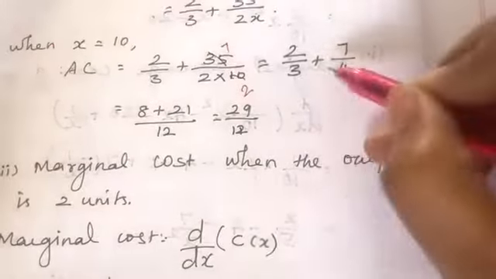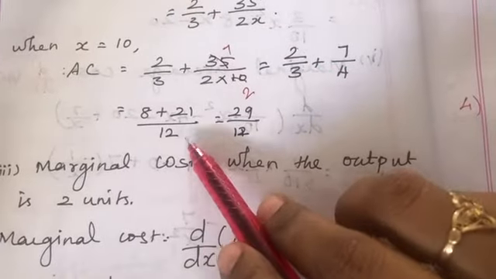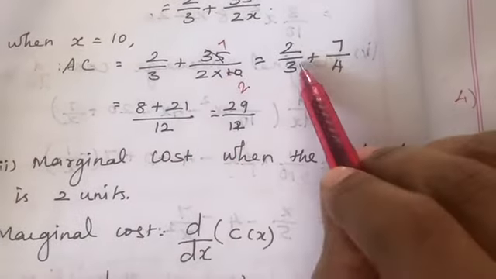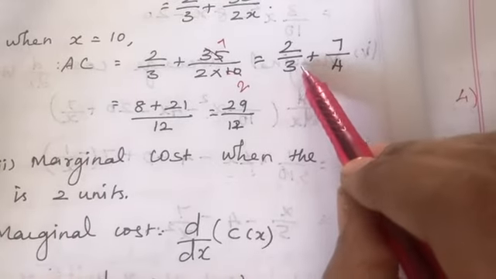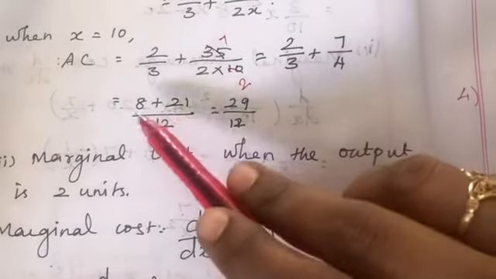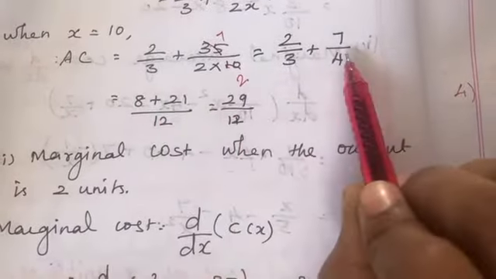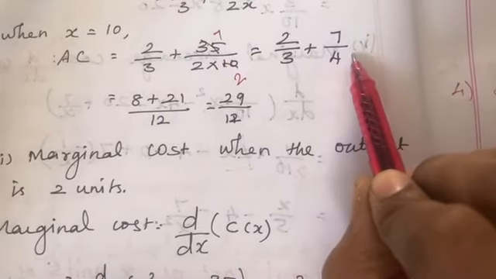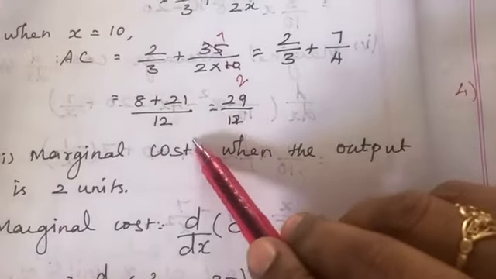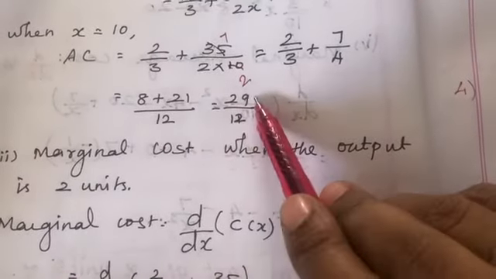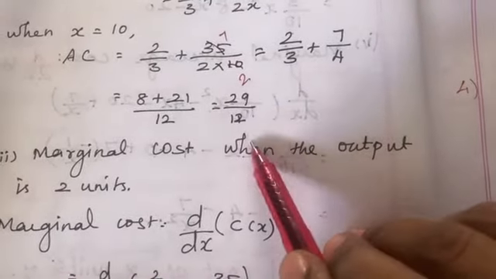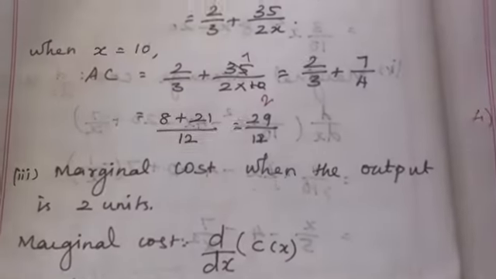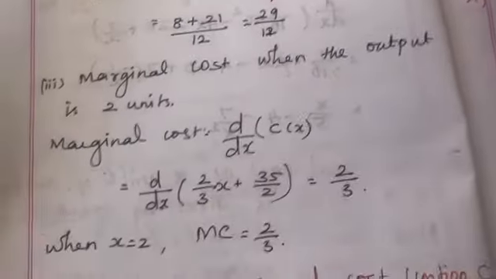Okay. So, we can take 12 as LCM. So, we have to multiply numerator and denominator by 4. So, 2 4s are 8 plus here we have to multiply the numerator and denominator by 3. So, 7 3s are 21. 21 plus 8 is 29. So, 29 divided by 12. That is our average cost when the output is 10 units.